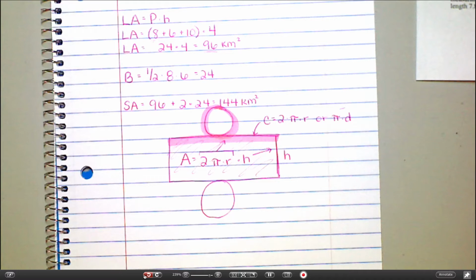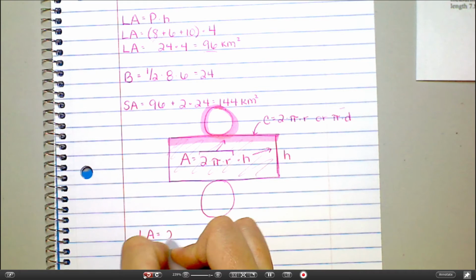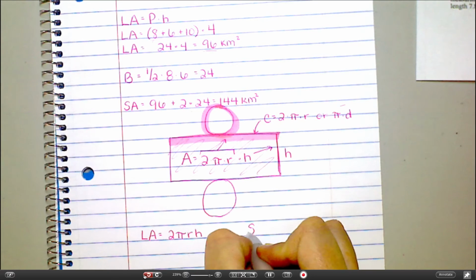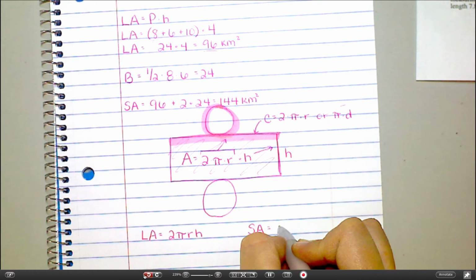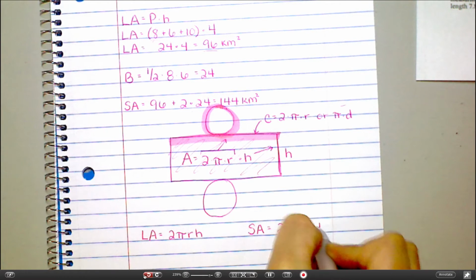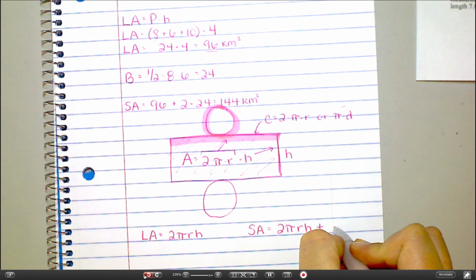That's lateral area. What do I do if I want surface area? You gotta add 2 surfaces. Yep, so lateral area is 2 pi r h. Surface area is going to include the circle, so I'm still going to do my lateral area, 2 pi r h, plus, how do I do area of a circle? Again, it's on your formula sheet. How do you do area of a circle? Okay, pi times radius squared, and how many of them do I have?